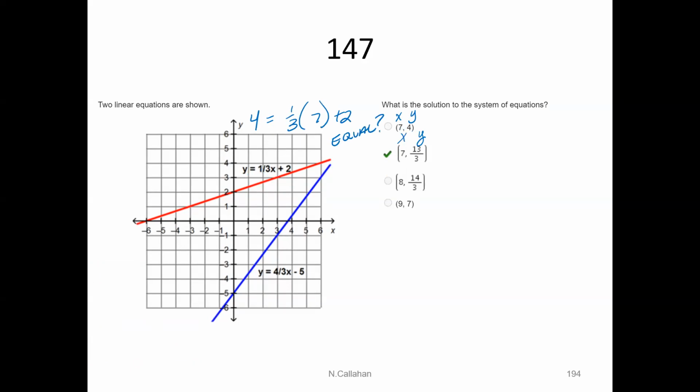So give that a try. And if they don't, then you need to move on to the next one. Next, we're going to do the same thing over here. So 4 equals 4/3 times 7 minus 5. So go ahead and give that a try.